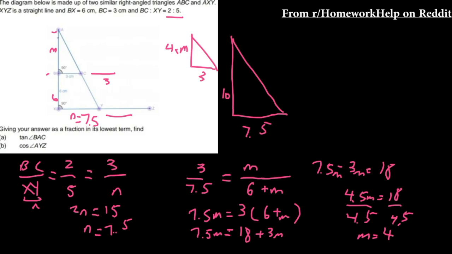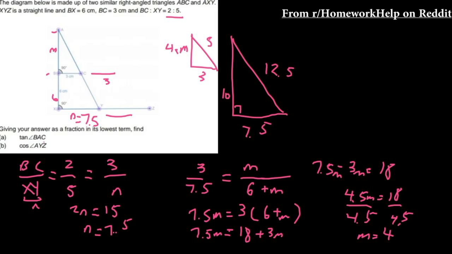For the hypotenuse of the big triangle, now we can just use a squared plus b squared equals c squared. So 10 squared plus 7.5 squared, square root of that, and you actually get 12.5. And then for the small triangle, we determined that the smaller side is 4. So 4 squared plus 3 squared, square root of that, and you get 5. So this is what we have for now.